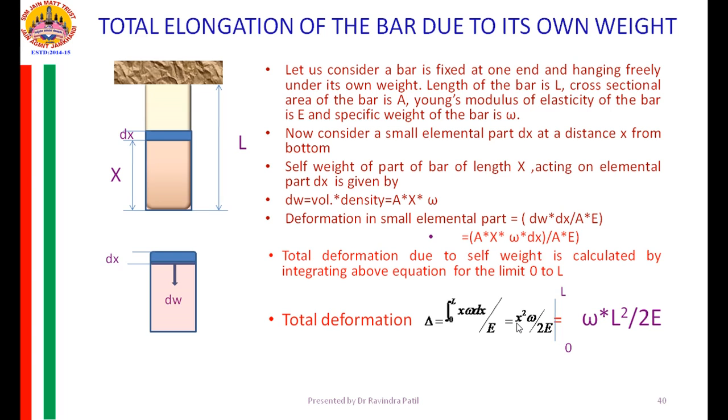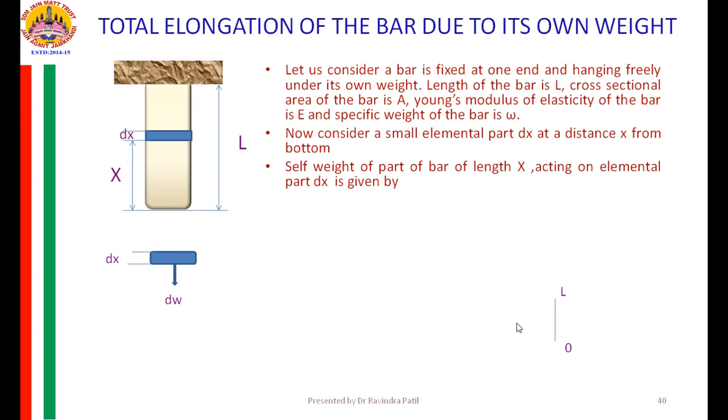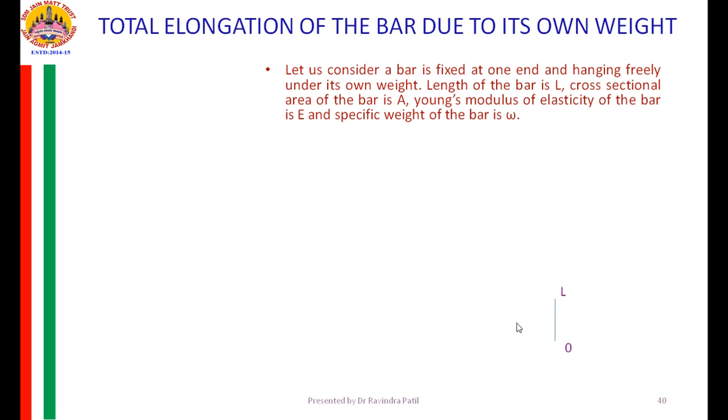Any doubt in understanding this one? Anybody has any doubt in understanding this one? Usually only two types of problems are asked in the examination based on the self weight. One is the rectangular one, the other one is the triangular one. I will repeat this rectangular one once again. I want the total deformation of the bar due to its own weight.